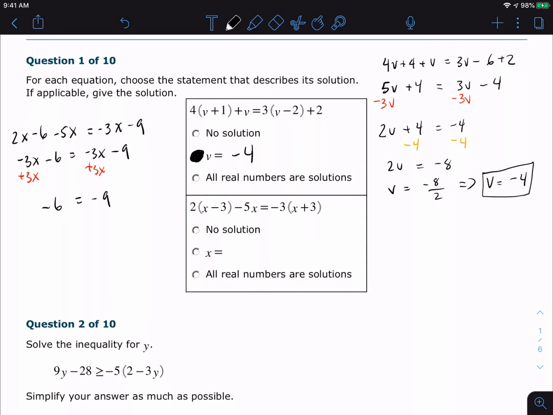Well, when is that true? It's never true, and so this has no solution at all. Does that make sense? Now, if it would have been all solutions, that's when you would have gotten negative 6 is equal to negative 6, or you would have gotten something like x is equal to x. That's when you get the all real solutions. Does that make sense? Okay.